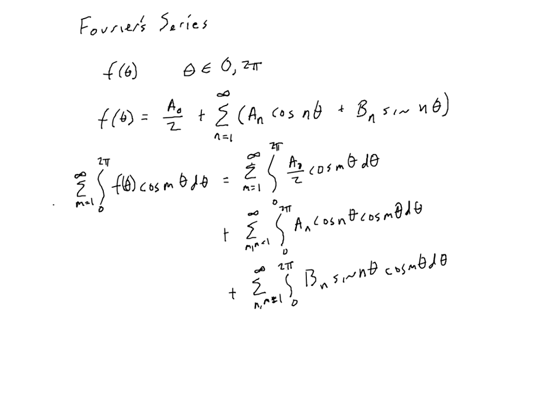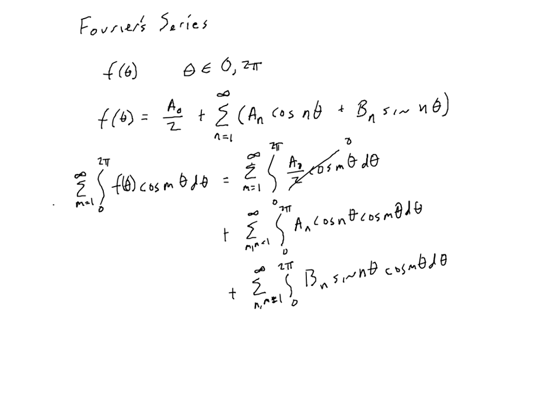So what happens with this first integral? This is easy, right? Anybody know the solution to that one? 0. Because integrating cosine from 0 to 2 pi, the value at 0 and 2 pi is the same, so this must be 0. For the second term, if n and m are not the same, then this is going to give you 0.